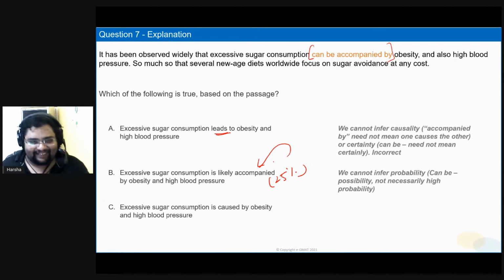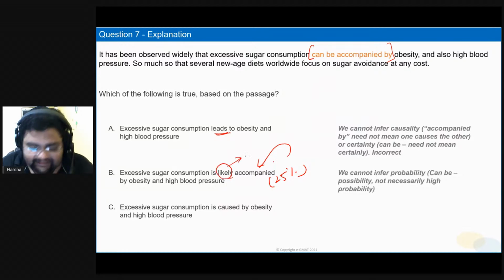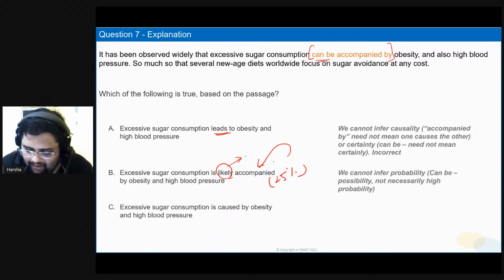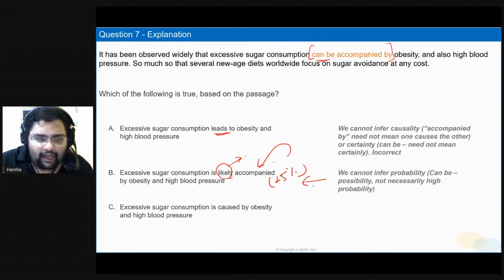So I did not deliver a googly. There was a different answer choice here. So why is option B not the correct answer? It talks about probability. It says that usually, most likely, high chance it will be accompanied, but can be does not imply that. Can be only says it's possible. You cannot say probable. For those of you who chose option B, I hope now you're getting some clarity.